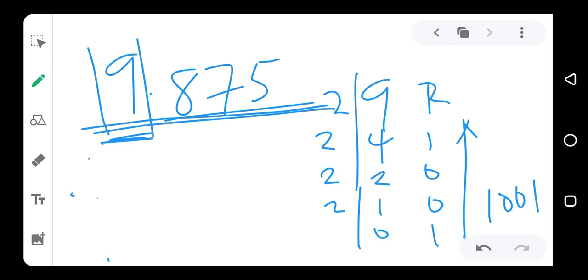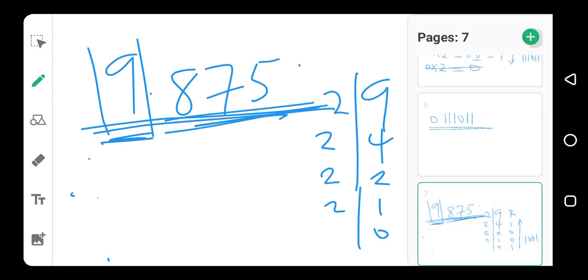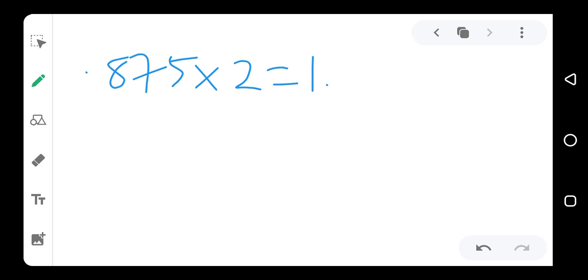Now we come to the decimal point, which is 0.875. Now say 0.875 multiplied by 2, we are going to get 1.75, and we write the whole number, which is 1. We have 1, then we carry the decimal, which is 0.75.